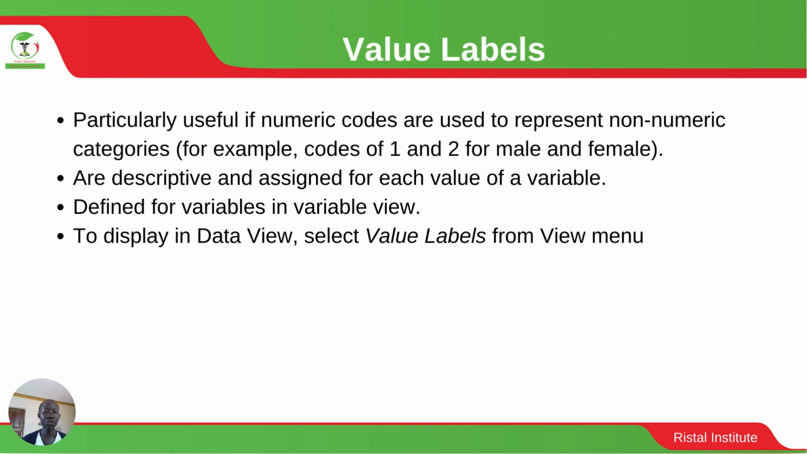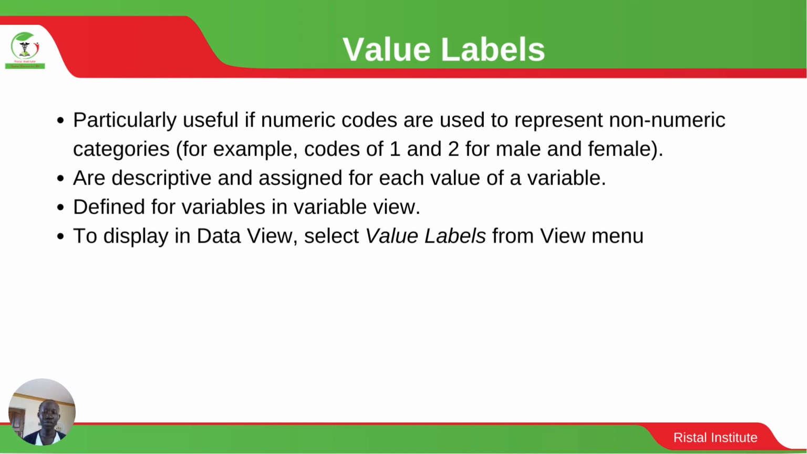And then the value labels particularly are very useful if numeric codes are used to present non-numeric categories. For example, if you're coding 1 and 2 for male and female, descriptive labels are also assigned for each value of a variable, and are defined for variables in variable view. To display them in the data view, select the value labels from the view menu.